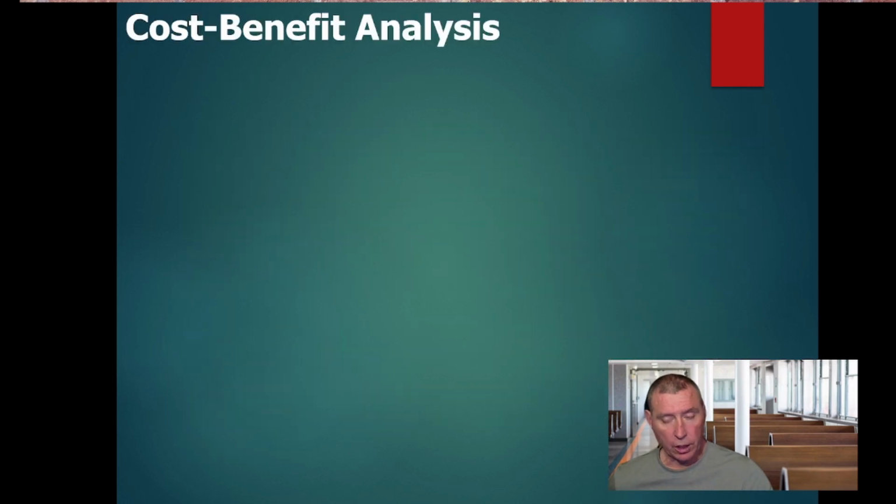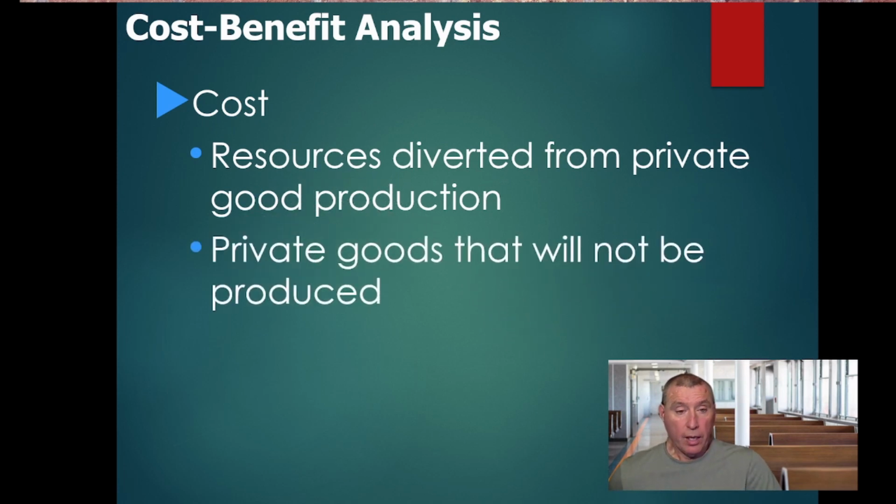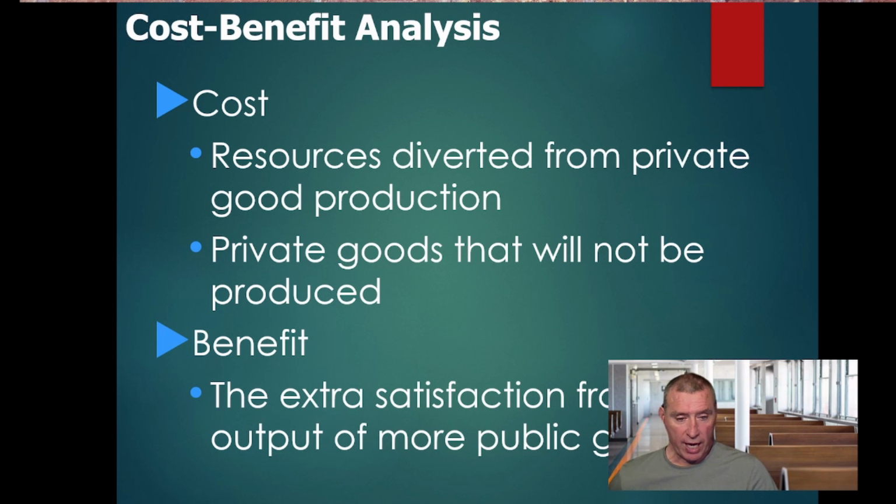All right, let's look at the last one, cost-benefit analysis. Cost is the resources diverted from private good production, so it's the private goods that will not be produced. That's the cost. The benefit is the extra satisfaction from the output of more public goods. All right, so I think we got a good grasp on that.